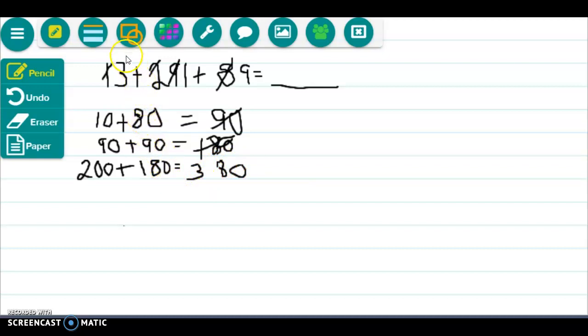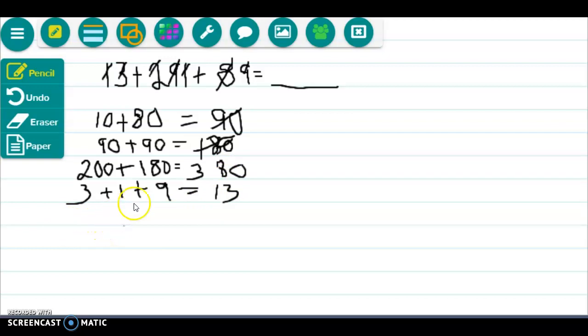Now I'm going to add my ones. I have a 3 here, 1, and a 9. 3 plus 1 plus 9. I can see right away that 9 plus 1 equals 10, and 10 plus 3 equals 13. So now all I have to do is add 380 plus 13.